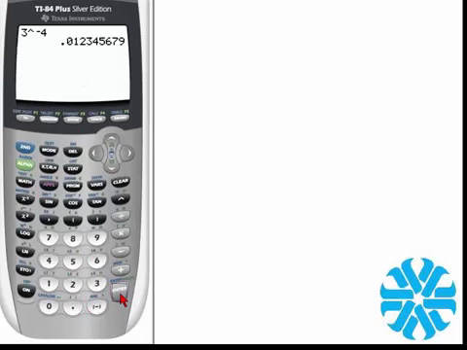Okay, now let's compute -2 raised to the 5th power. Remember we need to use parentheses. So what we're going to do is open the left parenthesis and then enter -2. Then we're going to close the right parenthesis and then raise it to the 5th power. And we go ahead and hit enter and we get -32.